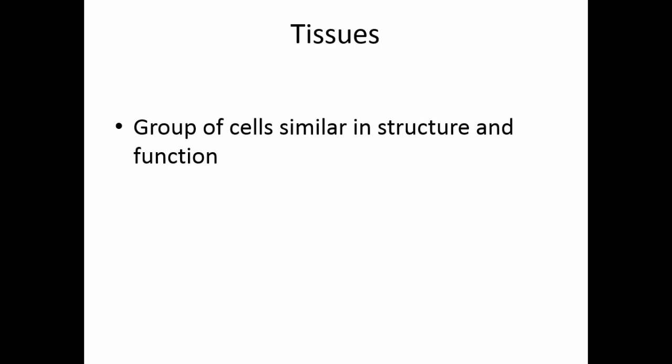Histology is the study of tissues. Tissues are simply groups of cells that are similar in structure and function. They all have a common origin, that is, they all come from the same great-grandmother cell. There are 4 general tissue types.